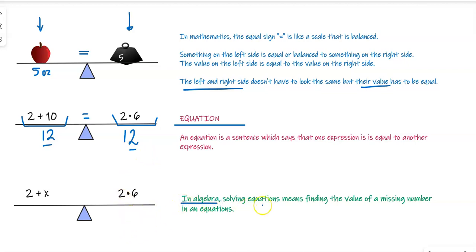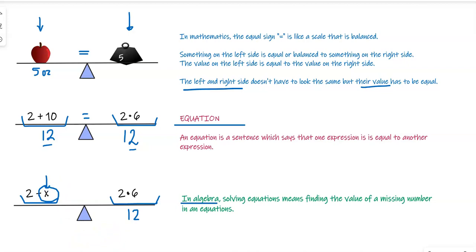In algebra, solving equations means finding the value of a missing number in an equation. So in algebra, we'll have a case where on one side we have an unknown or missing number, and on the right side we have the expression 2 times 6, which we can evaluate because 2 times 6 equals 12. But this 2 plus an unknown number we cannot evaluate yet. What we want to find out is the value of this variable x.